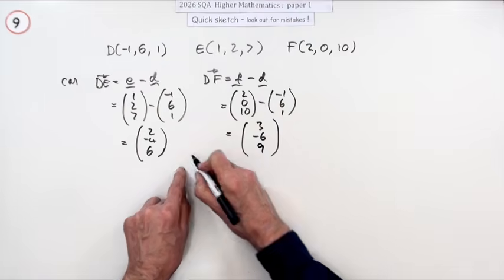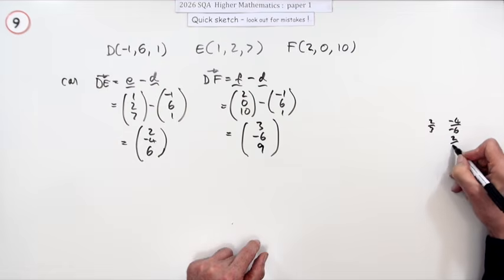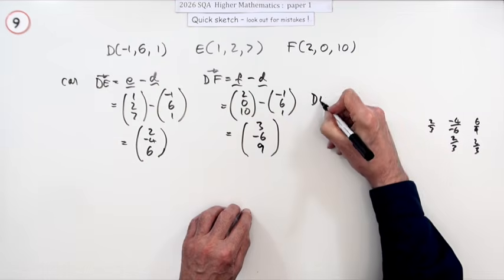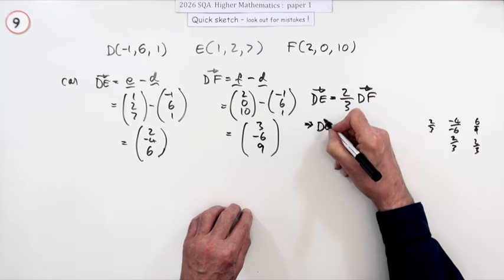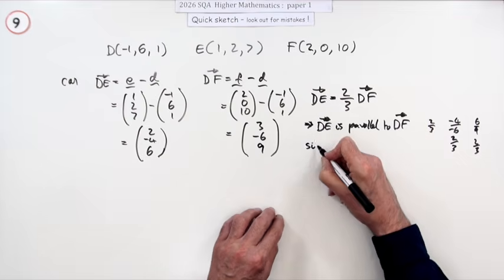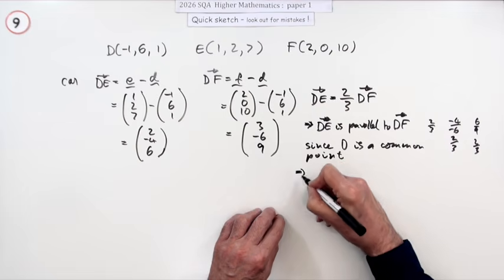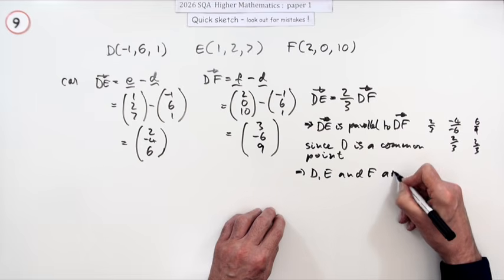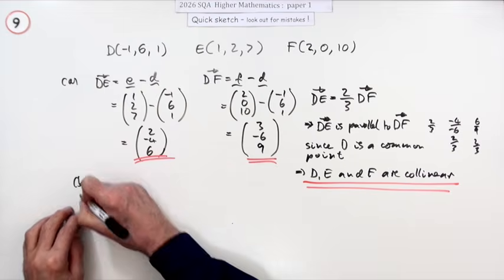Now, if one is a multiple of the other, that means that those vectors are parallel, and if you divide corresponding components, they all come to 2/3. So DE is 2/3 of DF, and since it's a multiple, that means it's parallel to DF, but they could still be separate. But since they've got a common point D, which joins them together, that means that D, E and F are collinear. So the first part was a sort of standard routine that you go through. Get those two vectors and show one's a multiple of the other.